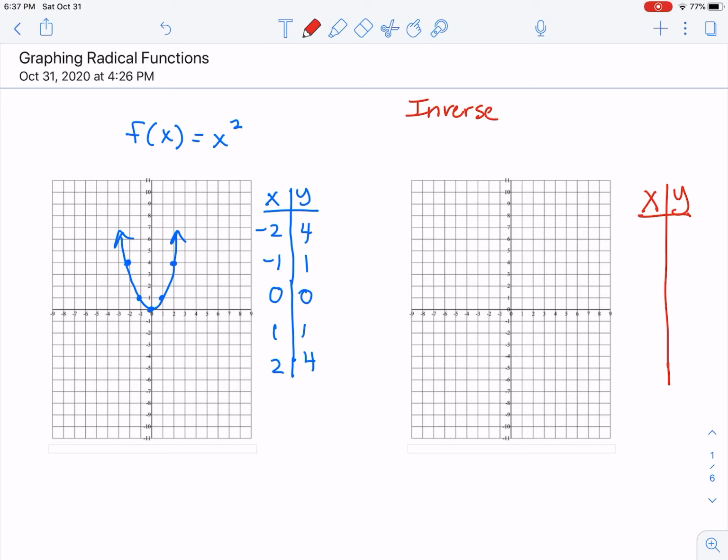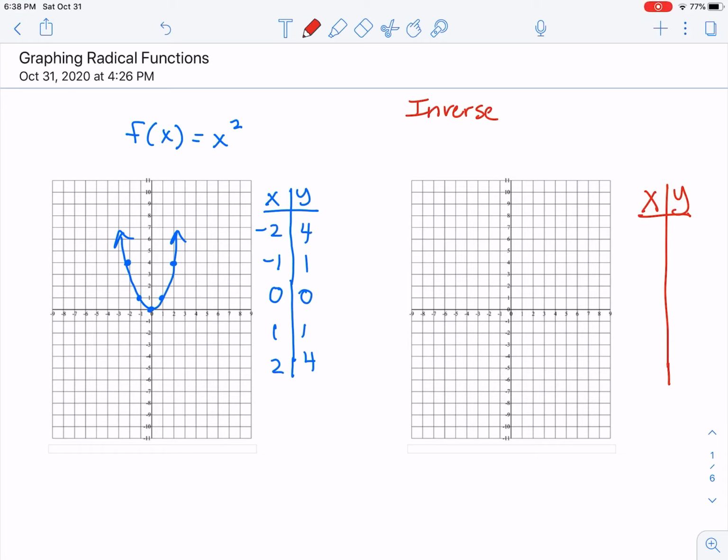Today we are going to graph radical functions, and we're going to look at different roots of functions. So I want to start with one of the parent functions we've already talked about, which is the quadratic function, f of x equals x squared. And I want to consider the graph of that function. It's a parabola that opens up. And I went ahead and gave a table of values.